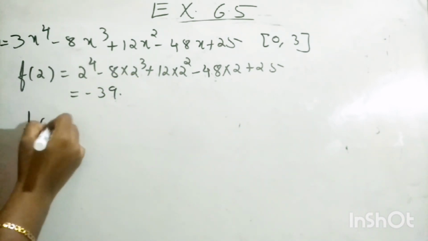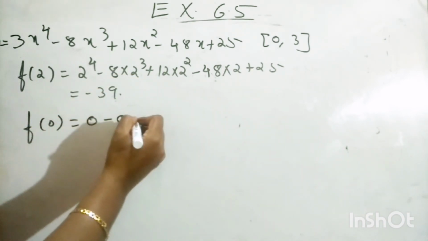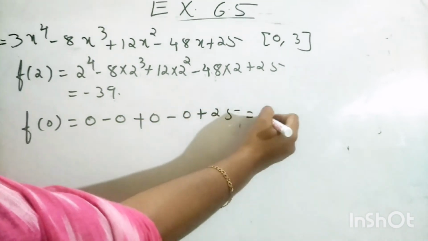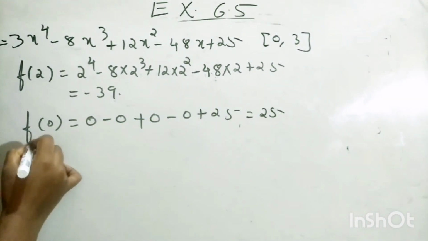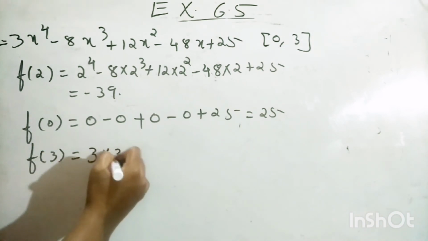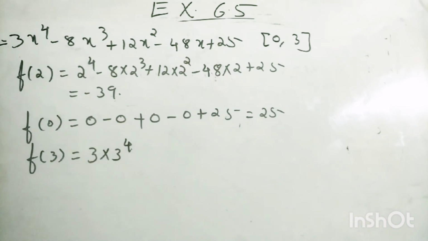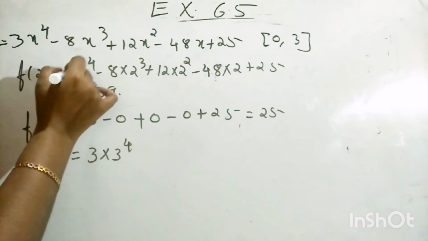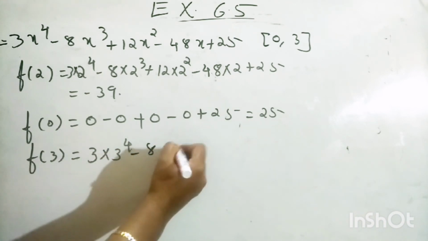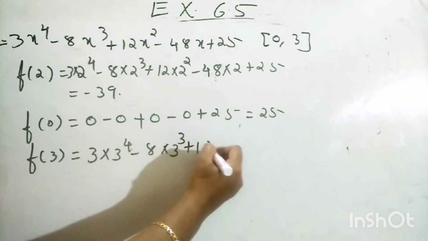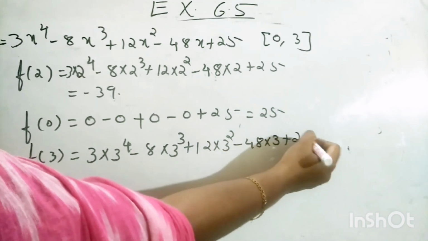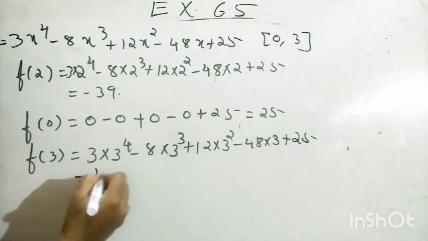And f of 0 is equal to 0 minus 0 plus 0 minus 0 plus 25, and it is equal to 25. Now f of 3 is equal to 3 into 3 raised to 4 minus 8 into 3 cube plus 12 into 3 square minus 48 into 3 plus 25, and this is equal to 16.